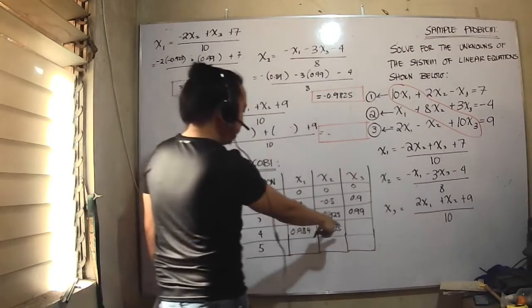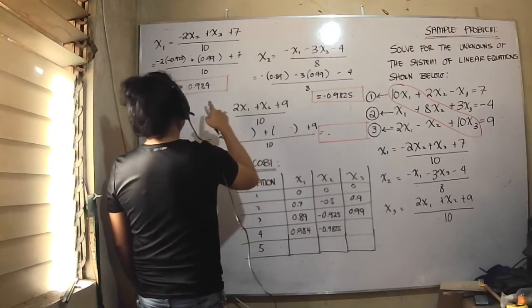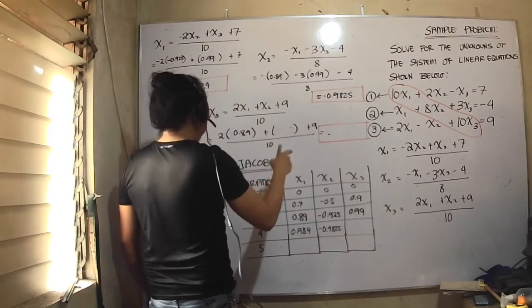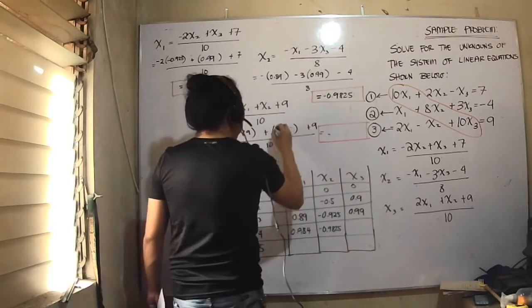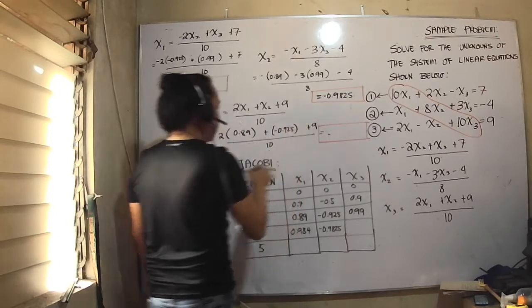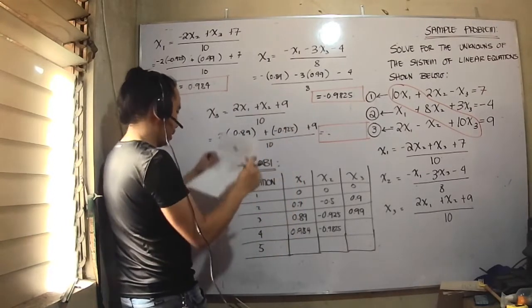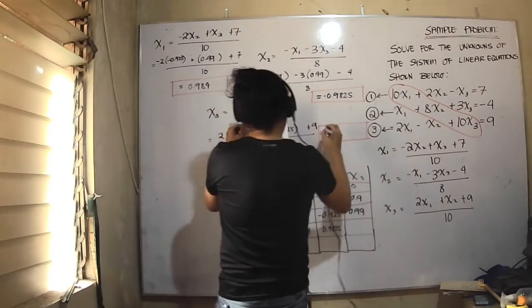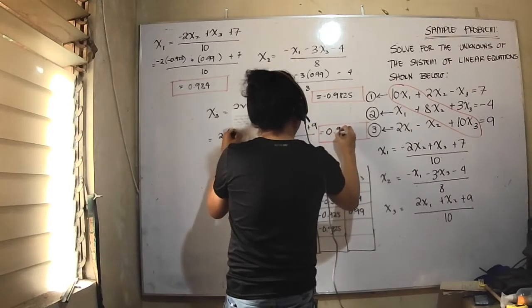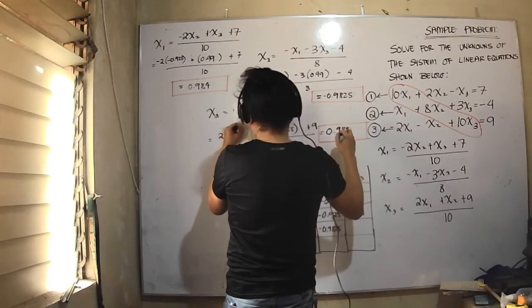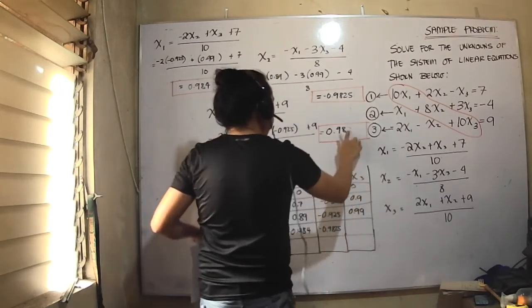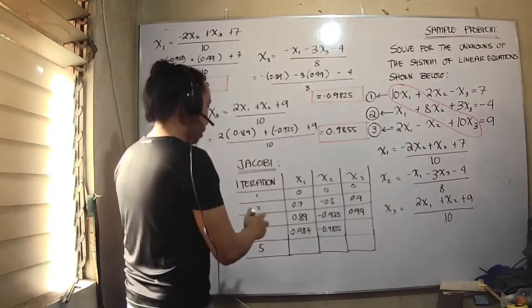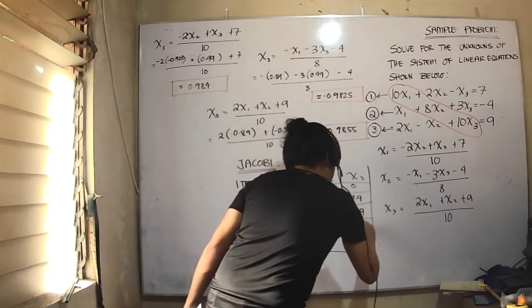Likewise, we apply this to x3. x1 is equal to 0.89, x2 is equal to negative 0.925. So what do we get? 0.988, no? 0.9855. Okay? So it is 0.9855.